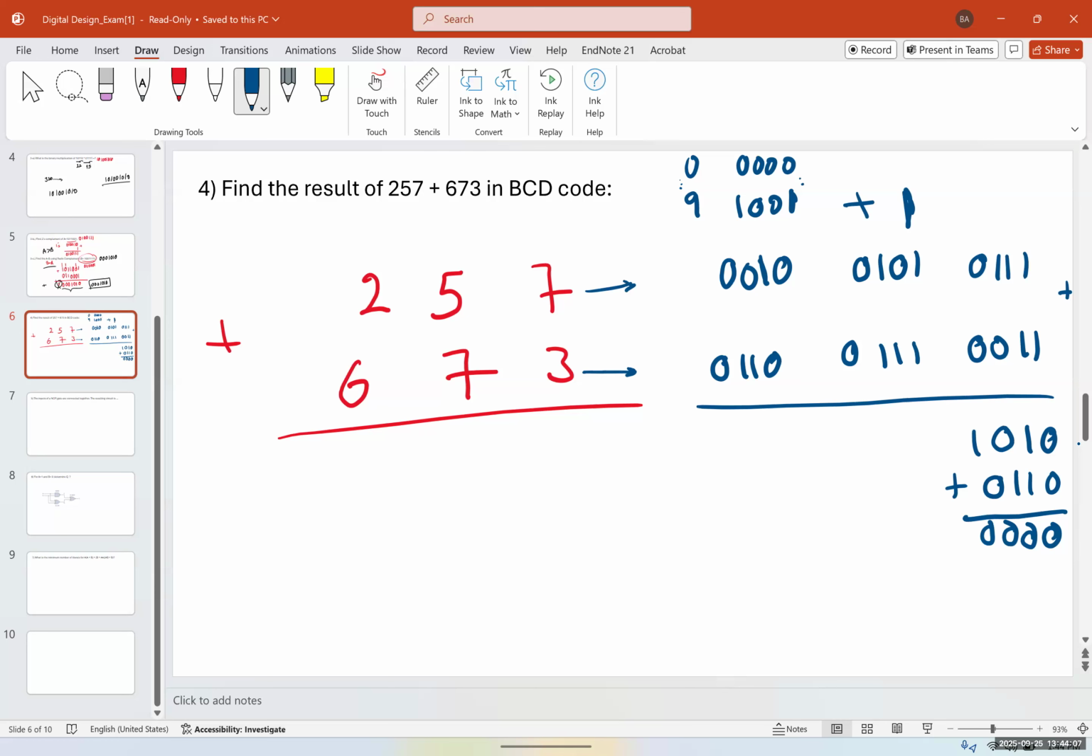So the next number is going to be 1 plus 1 plus 1 gives us 1 1. Again, 1 plus 0 plus 1 gives us 0 1. 1 plus 1 plus 1 gives us 1 1. And we have here 1 1 0 1. What is 1 1 0 1? It's equal to 13. Yes, we don't have 13 in the BCD code. So what we do is, again, we add 6 to it. So this is going to be 1 1 0 0, and we have another carry on coming up here.